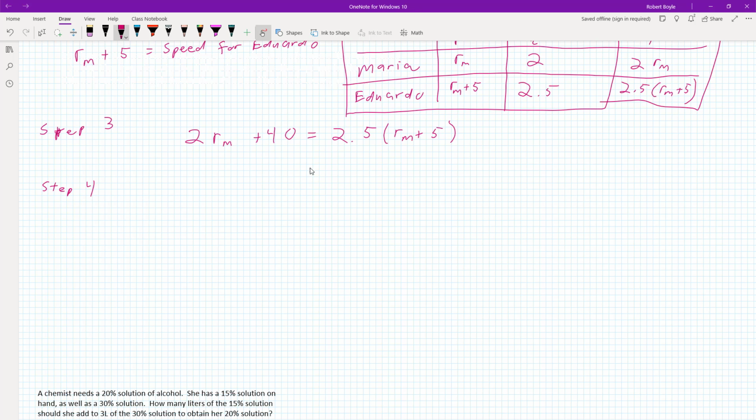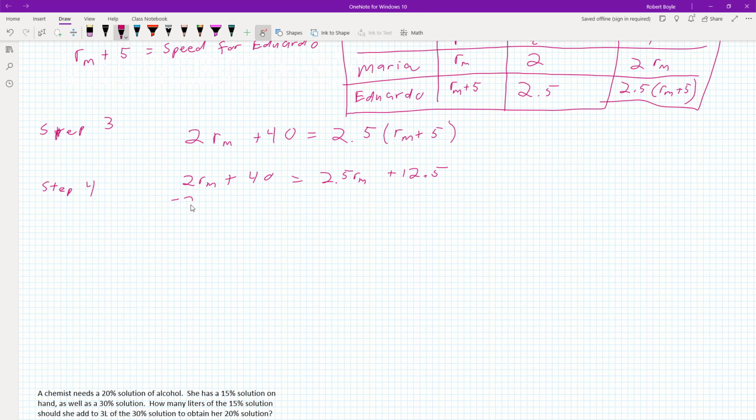Step 4. And of course what we want to do is isolate r sub m on one side and everything else on the other. Now the first thing we need to do is a little distributing here. So we will have 2r sub m plus 40 equal to 2.5 r sub m plus 12.5. Okay, cool. Now, once again, we want to use the additive property to get all the terms with r on one side and all the other terms on the other side. And we want to do it in such a way that we have positive coefficients. It makes life a lot simpler for us.